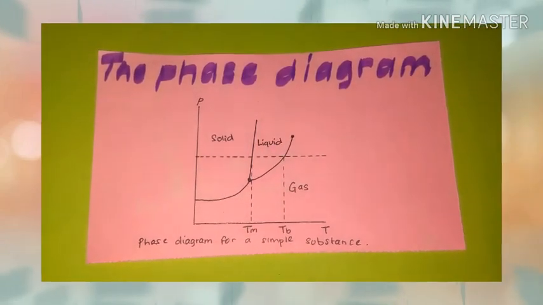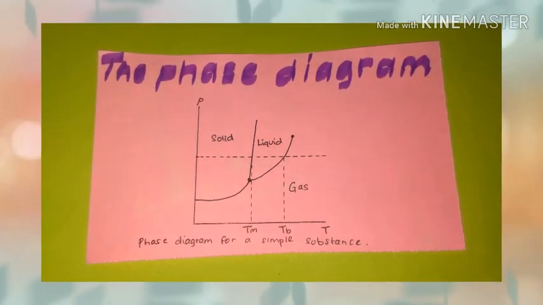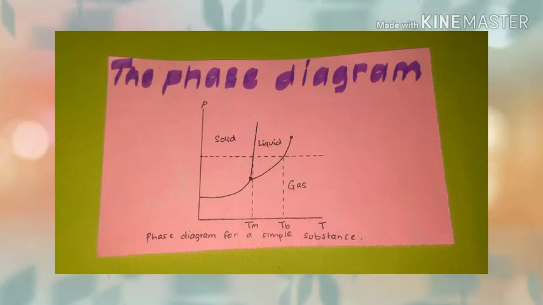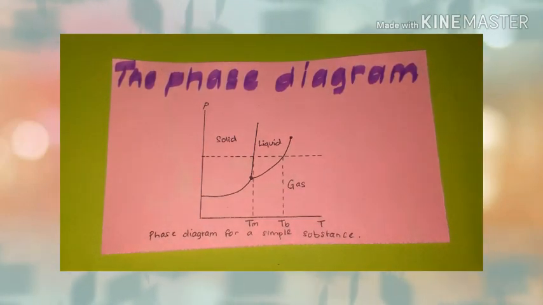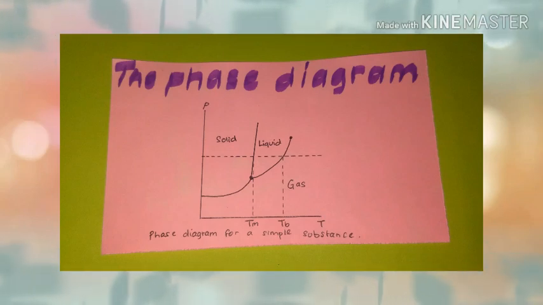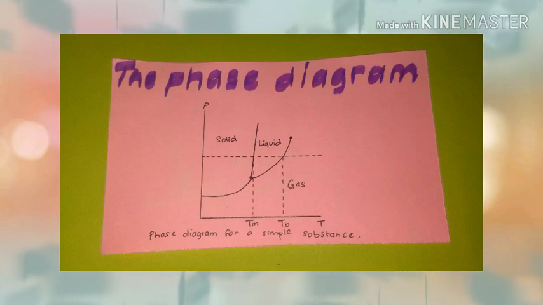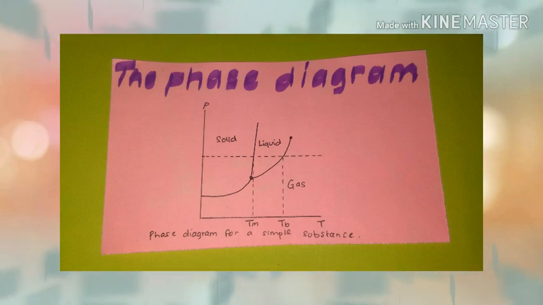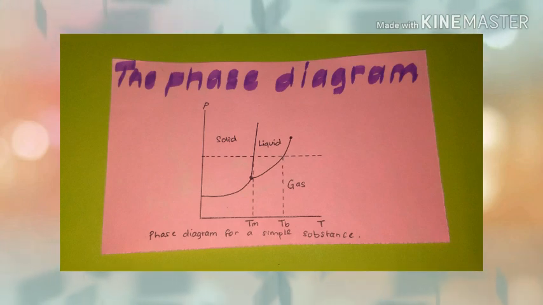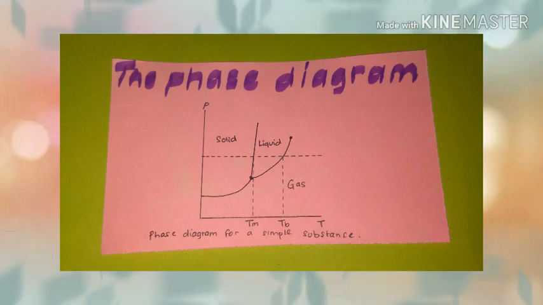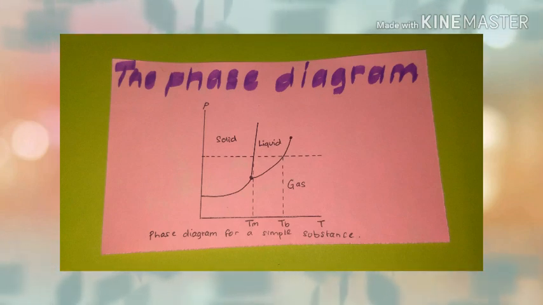Examination of the diagram at a constant pressure, indicated by the dashed horizontal line, shows the melting point and boiling point of the substance as the intersection of the horizontal line with the solid-liquid and liquid-gas lines. At temperatures below Tm, the solid is stable. At the points between Tm and Tb, the liquid is stable, while above Tb, the gas is stable.